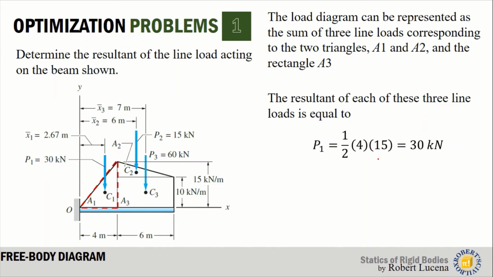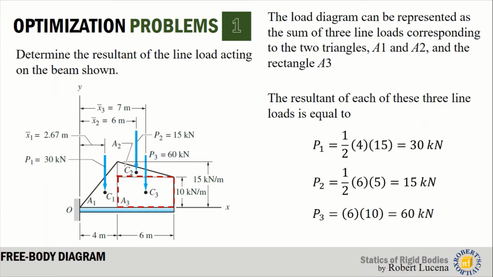So a similar step would be performed for area 2, and that would be 1/2 of the base times height. We get 15 kilonewton. And it's easier for area 3 since this is a rectangle. The load for area 3 is 6 times 10, that is 60. Now we have P1, P2, and P3. If you want to get the resultant force of this whole line diagram, you will simply add P1, P2, and P3. Okay? So the resultant now, if you add that up, would be 105 kilonewton.